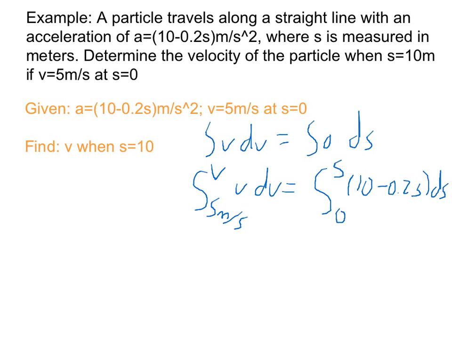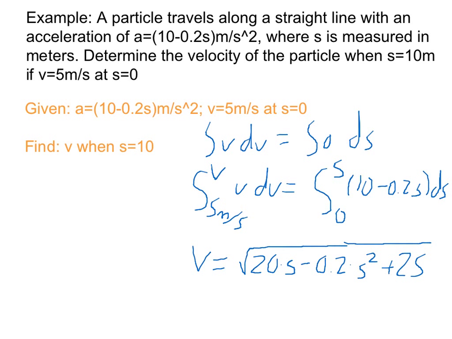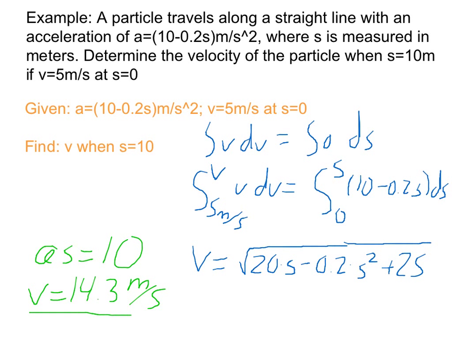If you solve out that integral, I'm not going to do that for you, you can do that in your own time. v ends up equaling the square root of 20 times s minus 0.2 times s squared plus 25. Then if you plug in s equals 10, v equals 14.3 meters per second. And that is how it is solved.